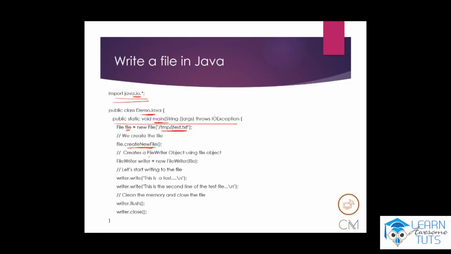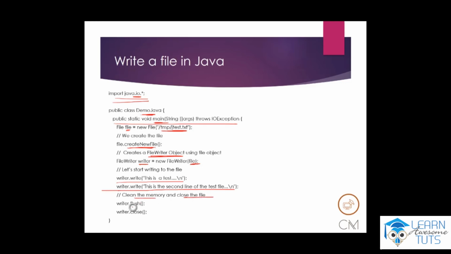And in Java we need a file writer object that uses the file object to start writing. So we define a writer, which is a new FileWriter, and we say that this is the file that you would like to handle, to write in. And then we start writing. We say writer.write, and again the message, we change line, again a second line, and we change line, and finally we clean the memory and close the file.